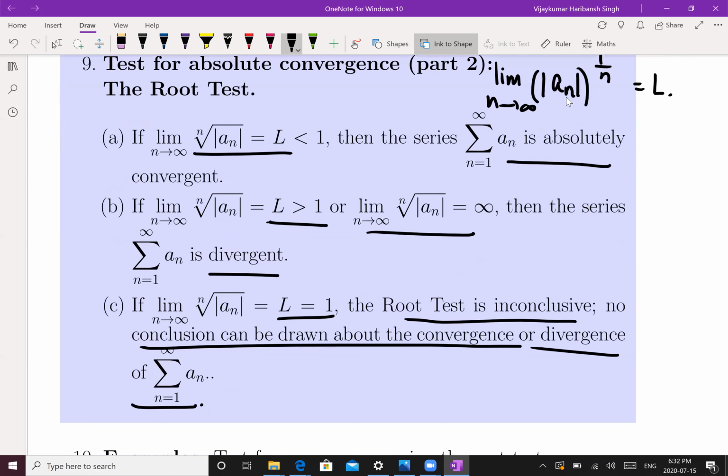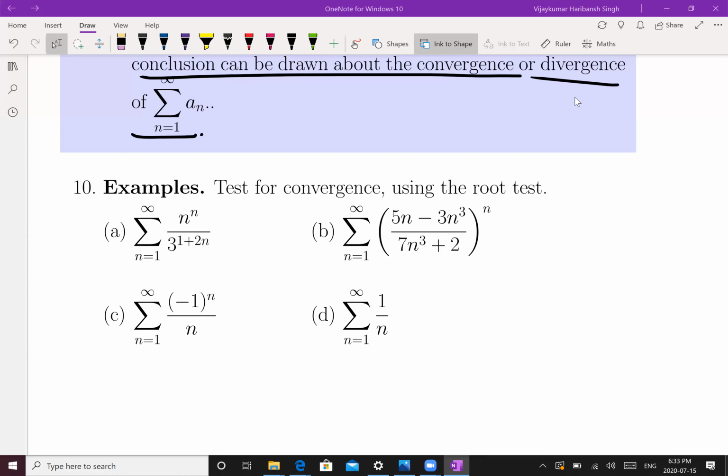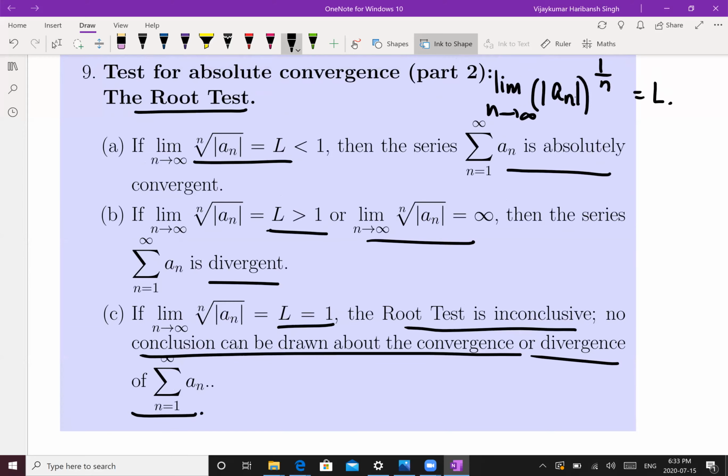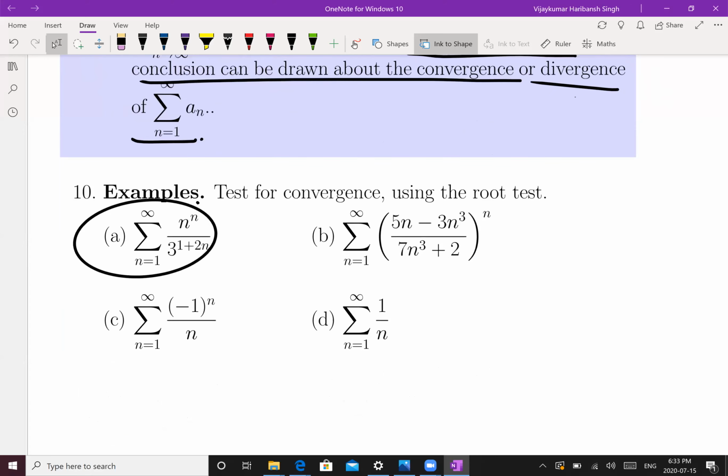So in this problem, we'll use the root test. Now, question: can we use the ratio test in this one? Yes, we can, but it'll be simpler to use the root test because we have power n and power 2n, and if you're taking the nth root, it'll make it easier, right?